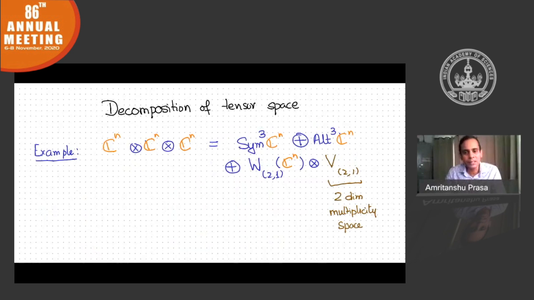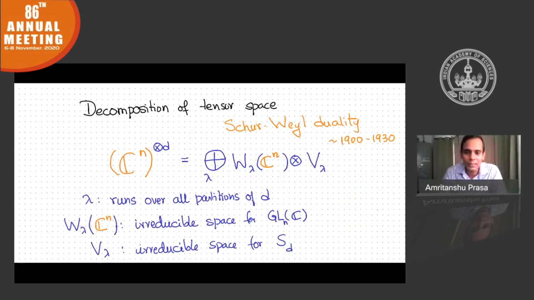But then there's one more space which is a little more mysterious, and that I'm denoting by W_{2,1} of C^n. This space occurs with multiplicity two, and that I've represented by something called V_{2,1}. So this 2-dimensional multiplicity space is actually a representation of the symmetric group. These subspaces of tensors will be viewed as representations of the group of all n by n matrices. So this is the general decomposition of tensor space.